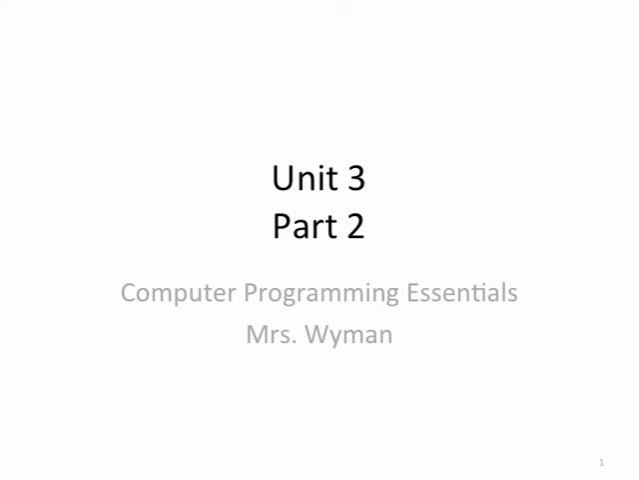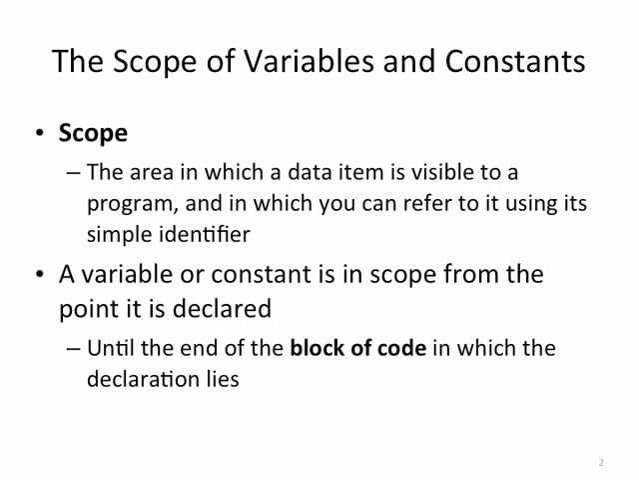Unit 3, Part 2, Computer Programming Essentials. In this section, we're going to talk about the scope of variables and constants. And scope basically means the area in which a variable or constant is available to the program. Where can you access it?